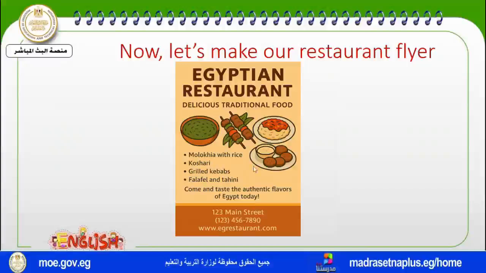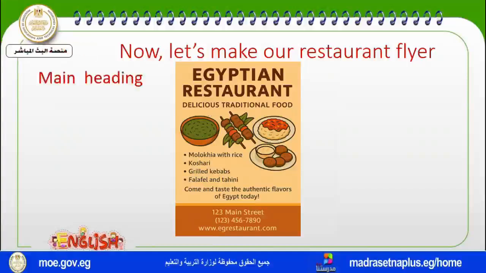If you would like to try any of these types of food, you can go there. You can find them at 123 Main Street. This is their phone number, and this is their website for more information if you would like to reserve a place or to make an order. So, does it contain all the items of a flyer?